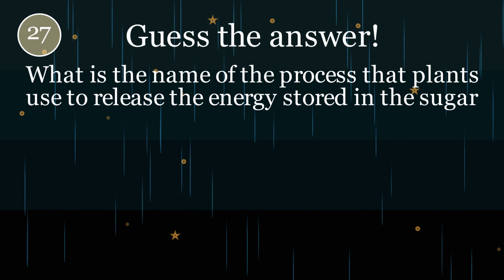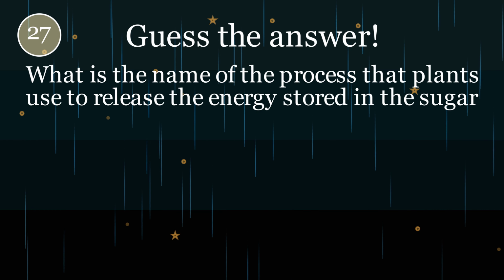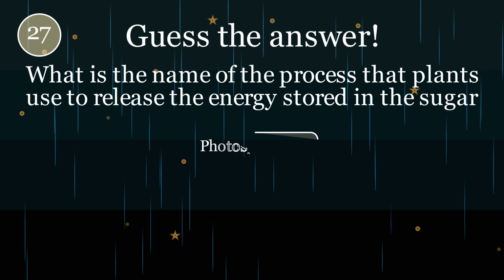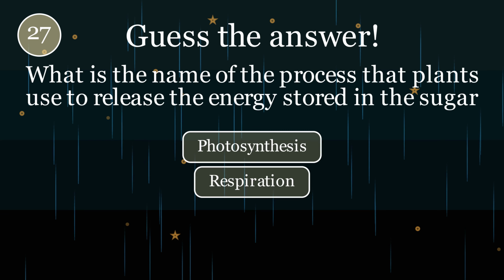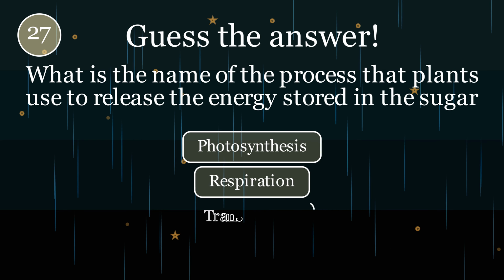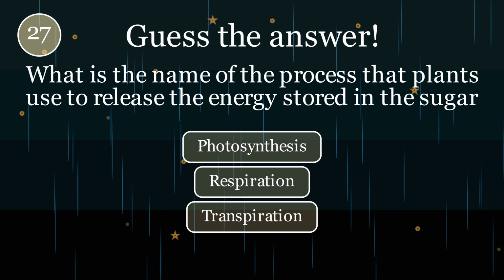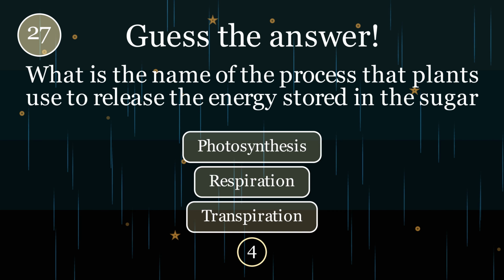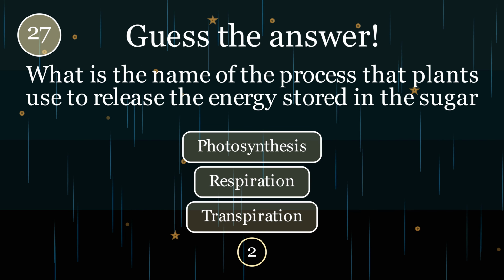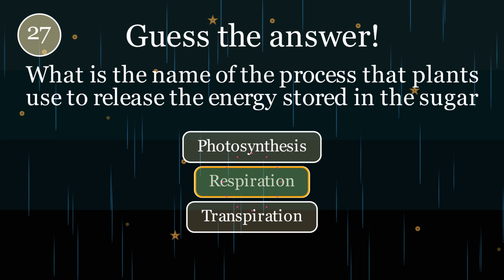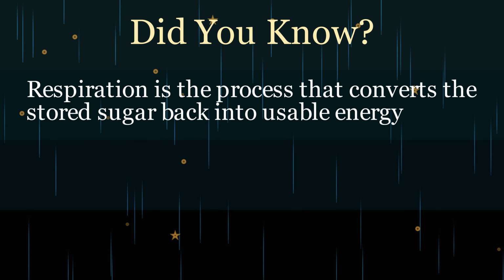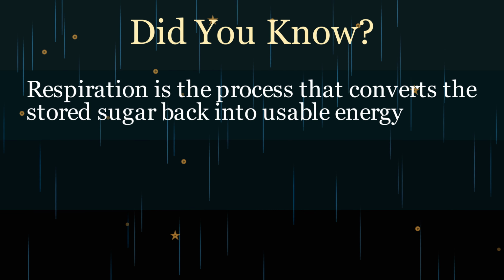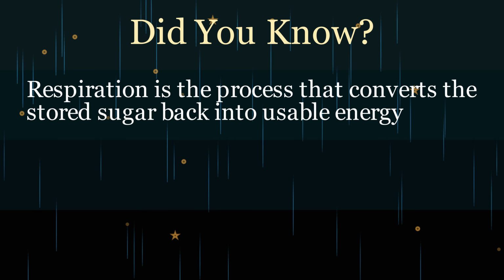What is the name of the process that plants use to release the energy stored in the sugar? Photosynthesis, respiration, transpiration. The correct answer is respiration. Here's an interesting fact: respiration is the process that converts the stored sugar back into usable energy.